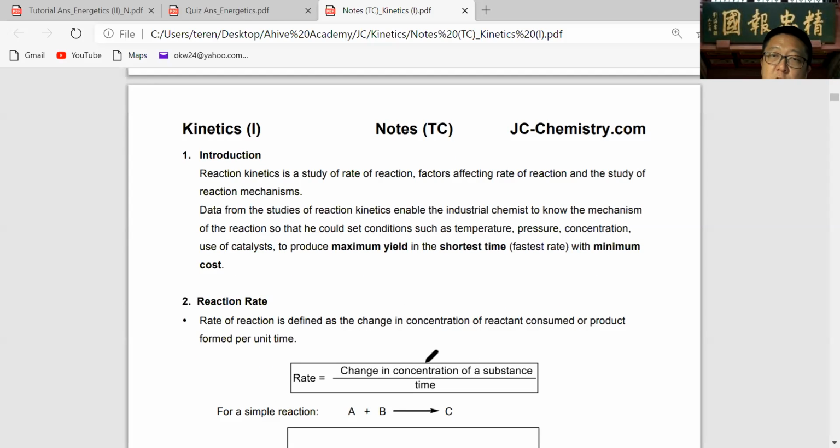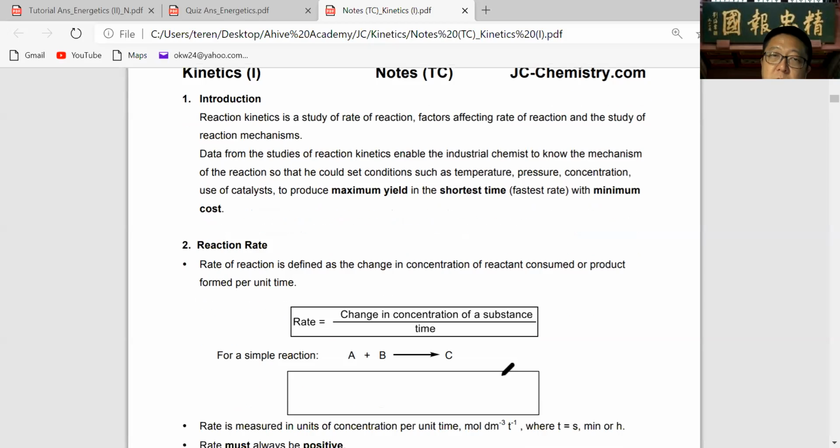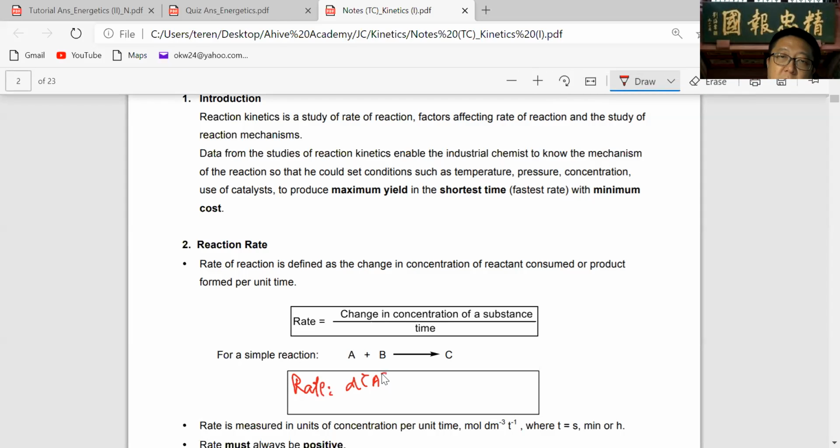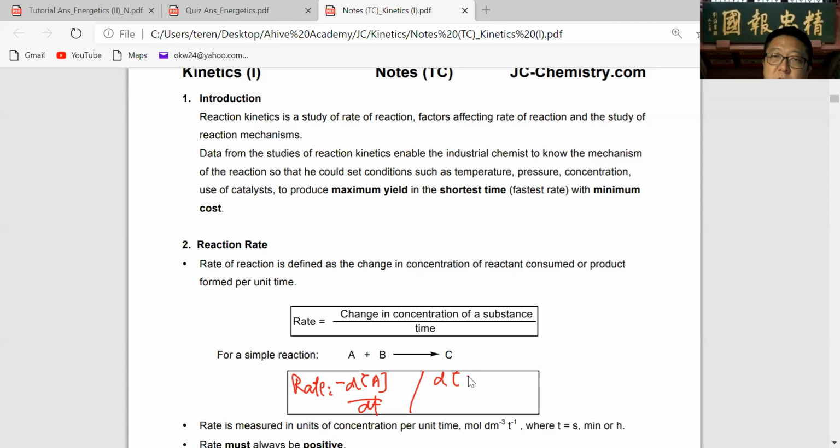Reaction rate is given by the change in concentration of a substance with time. So a simple reaction, A plus B. I think you all know this one. Your rate can be d[A]/dt, and usually it's minus because the concentration of A is dropping. Same thing for B, so I'm not going to write it for B. Or you can have the concentration of C increasing with time. So one is a negative gradient, the other is a positive gradient. You've seen that before in your concentration against time graph, whether it is a reactant or a product.